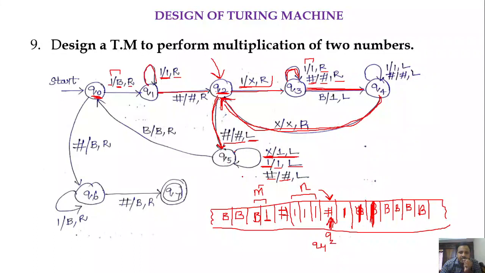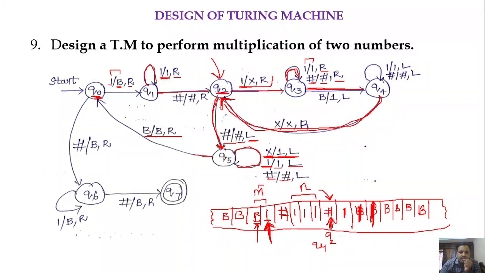We keep on moving the head towards left until we get a blank character. In Q5, if we get a blank, we move from state Q5 to Q0, keeping that blank as it is, and move the head towards right side. When we move the head towards right, we get the next symbol in m, which is to be considered for the next iteration.